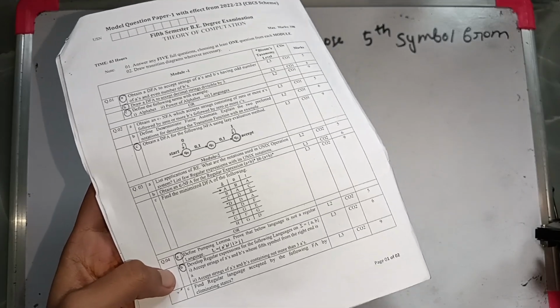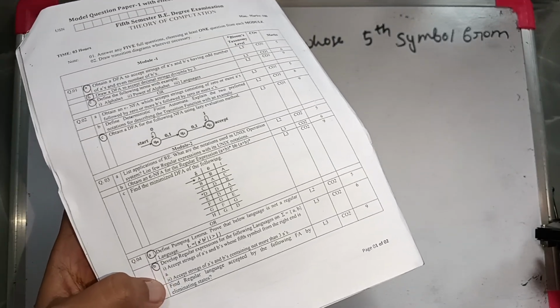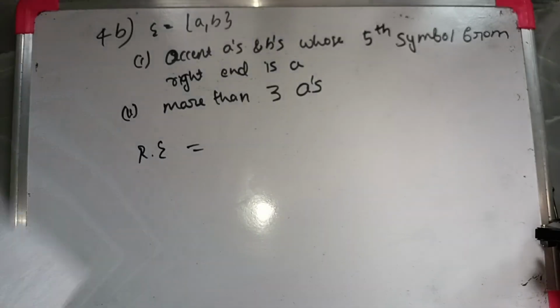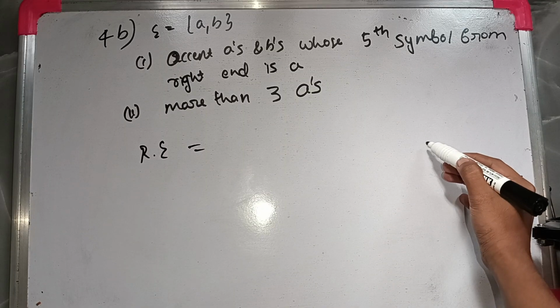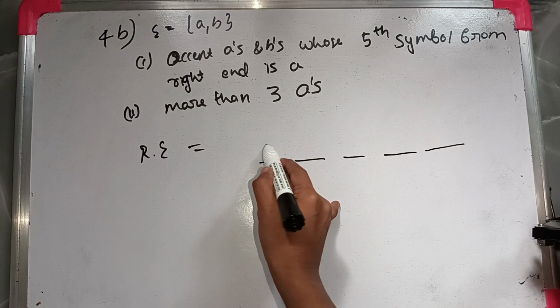Develop a regular expression to accept the strings of A's and B's whose fifth symbol from the right end is A, and accept strings of A's and B's containing no more than 3 A's. First, the fifth symbol from the right end is A. This is the first place, second place, third place, fourth place, and the fifth place is A.